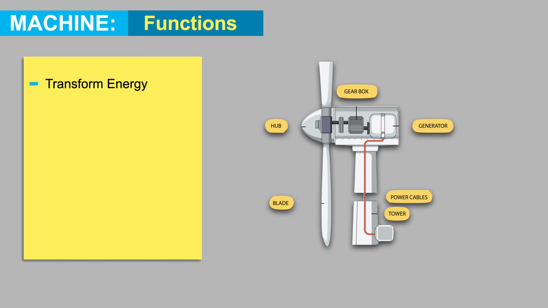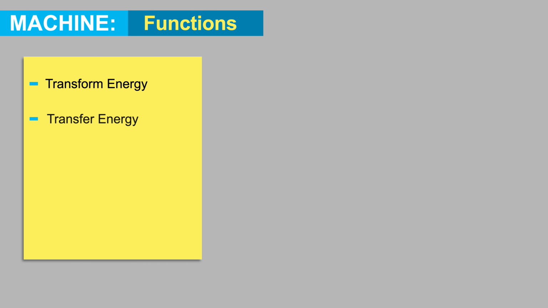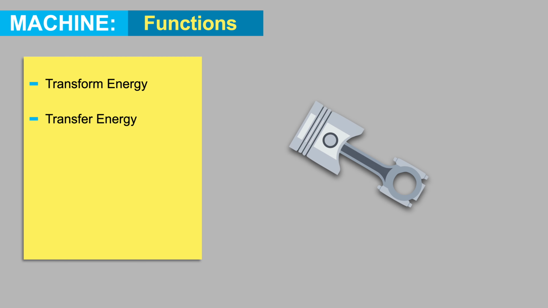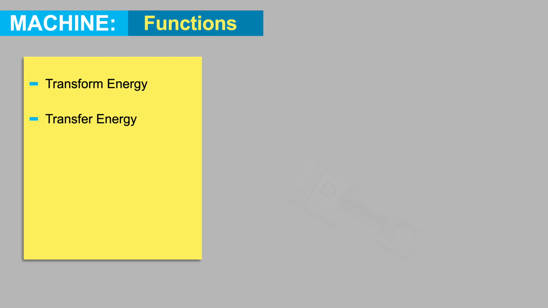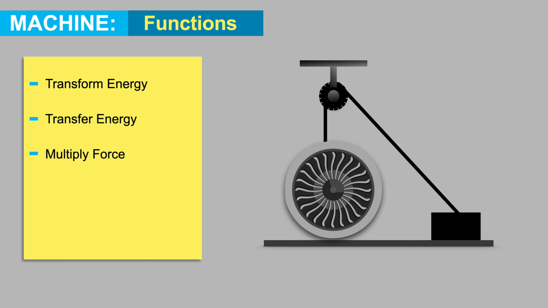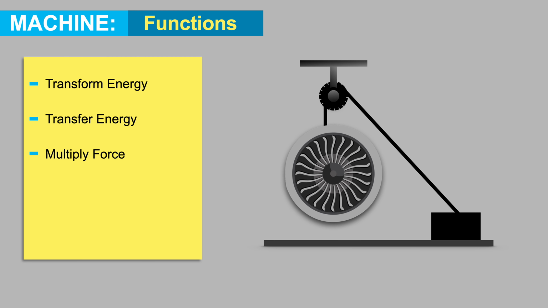Some of these key aspects or functions of machines are: machines are used to transform energy from one form into another form, such as a generator converting mechanical energy into electrical energy. Machines are used to transfer energy from one place to another place, such as in engines where energy is transferred through mechanical components. Machines are used to increase force, such as in a pulley system where less effort is used to lift a heavy load.